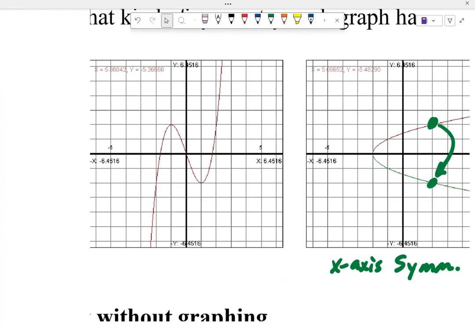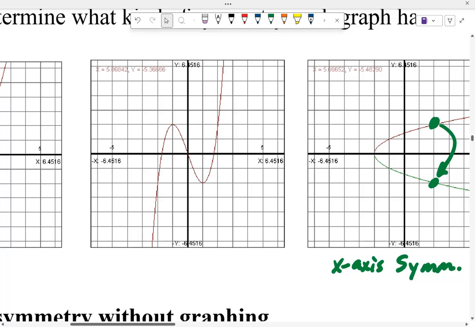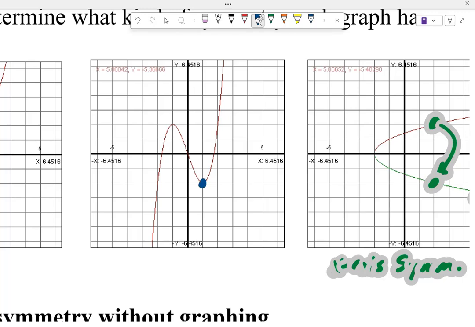Let's go to this next one there, the second one. And let's start testing points. Is it symmetric with respect to the x-axis? Well, if I had the point 1, -2, I should have the point 1, 2. So it's not symmetric with respect to the x-axis. Is it symmetric with respect to the y-axis? Well, if I had the point 1, negative 2, and I flipped it about the y-axis, I should have the point negative 1, negative 2. I do not. So it is not symmetric with respect to the y-axis.